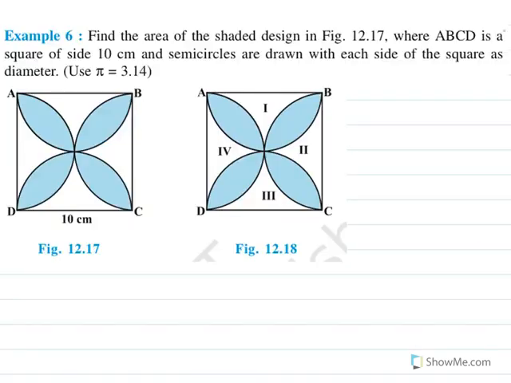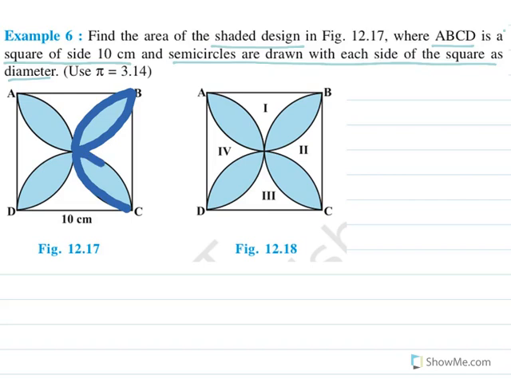Find the area of the shaded design in the figure 12.17, where ABCD is a square of side 10 centimeters and semicircles are drawn with each side of the square as a diameter. So in the sum, we need to find the area of these 4 petals. 1, 2, 3, and 4.